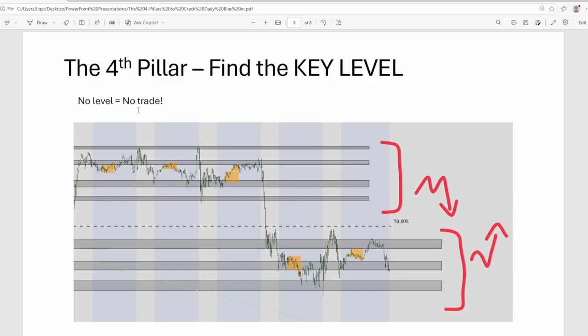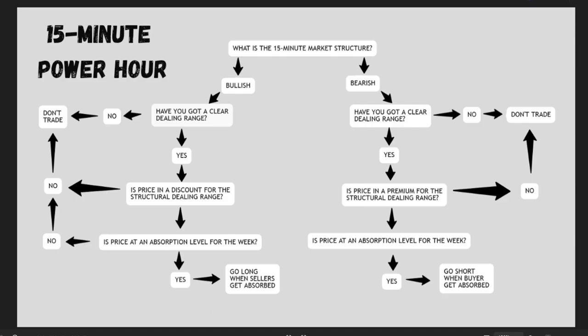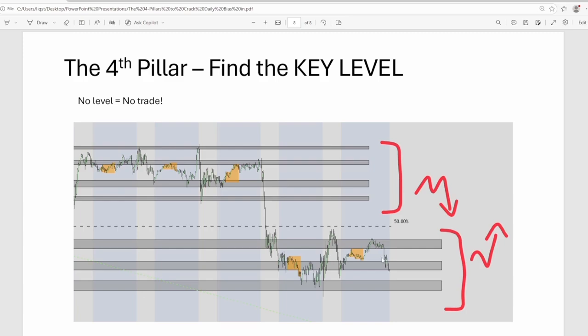So no key level, no trade, right? That I work very heavily on that principle. So once we have our market structure, we're bearish, we have a bearish dealing range, we're in the premium, we have an absorption area, and then we go short only at one of these key levels over here, right? So this is how I build a story when it comes to taking trades.